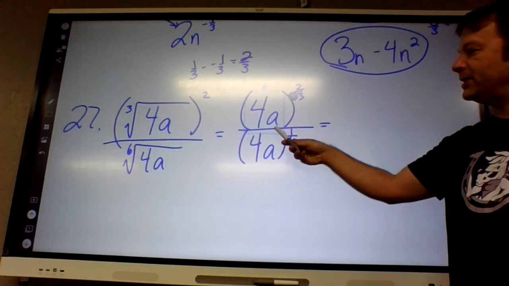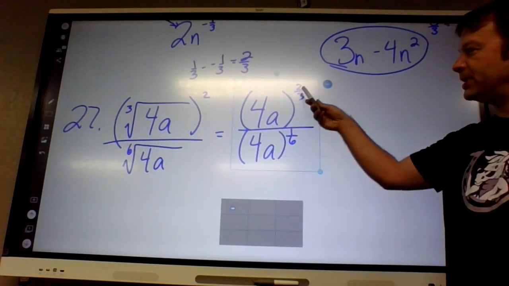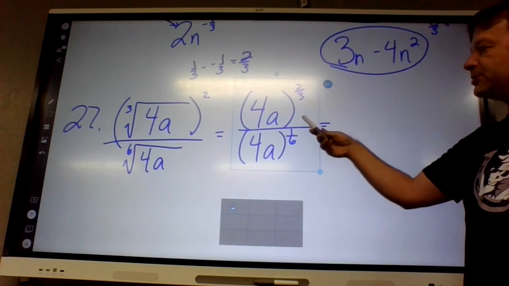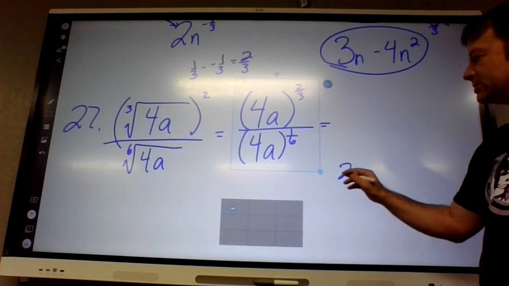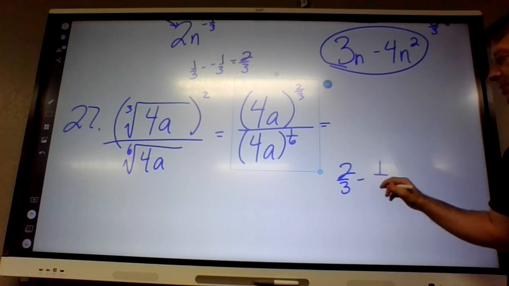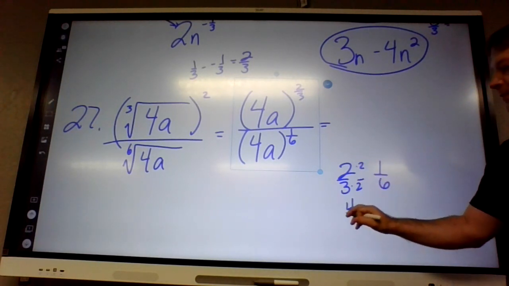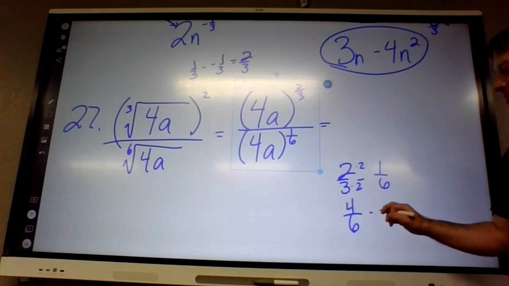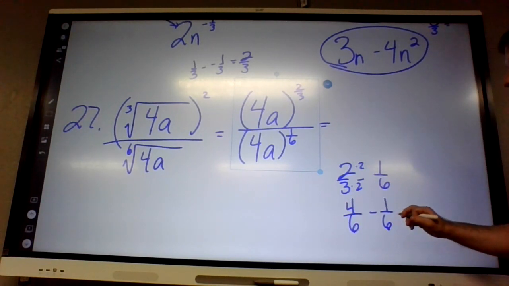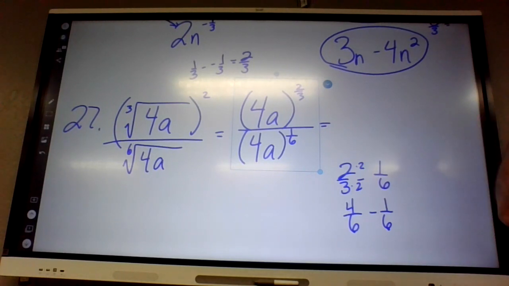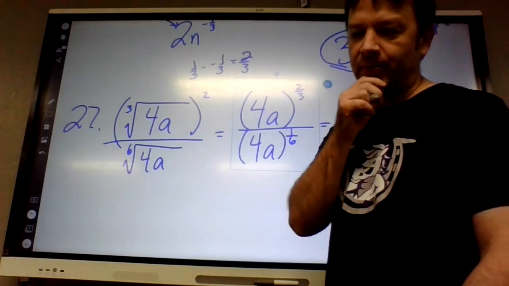If you are dividing the same base, what do you do with the exponents? Subtract. So 2/3 minus 1/6 is 3/6, or 1/2. If we multiply this by 2, it's 4/6 minus 1/6, which is 3/6, which is 1/2. So it's 4a to the 1/2, or maybe they put it back in radical form.